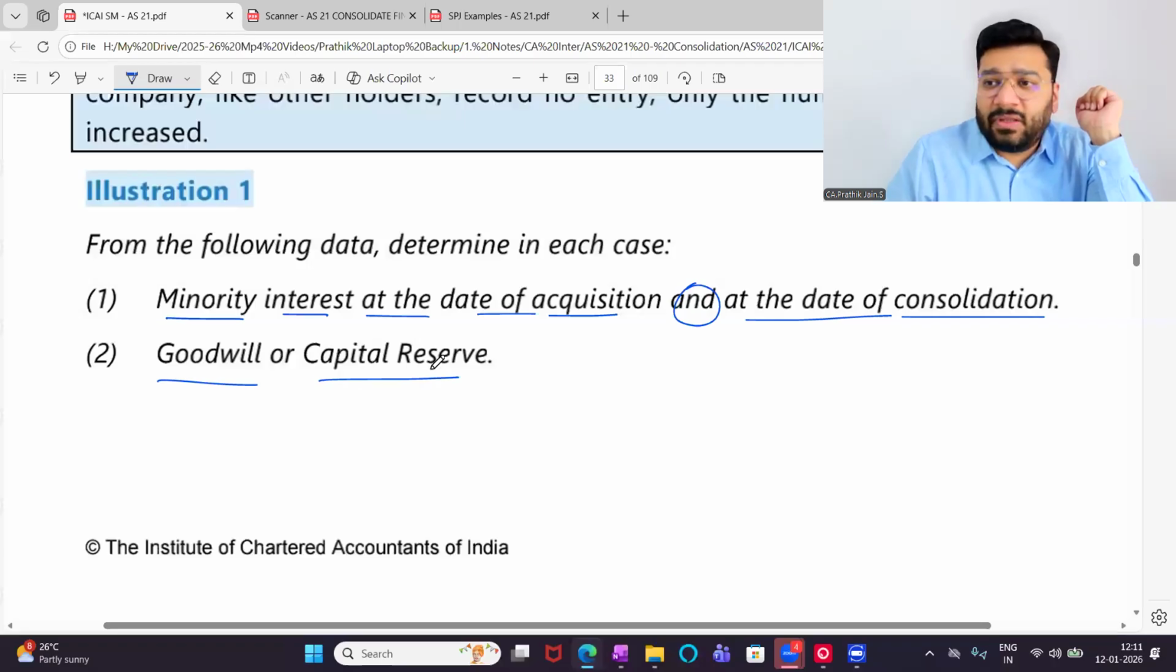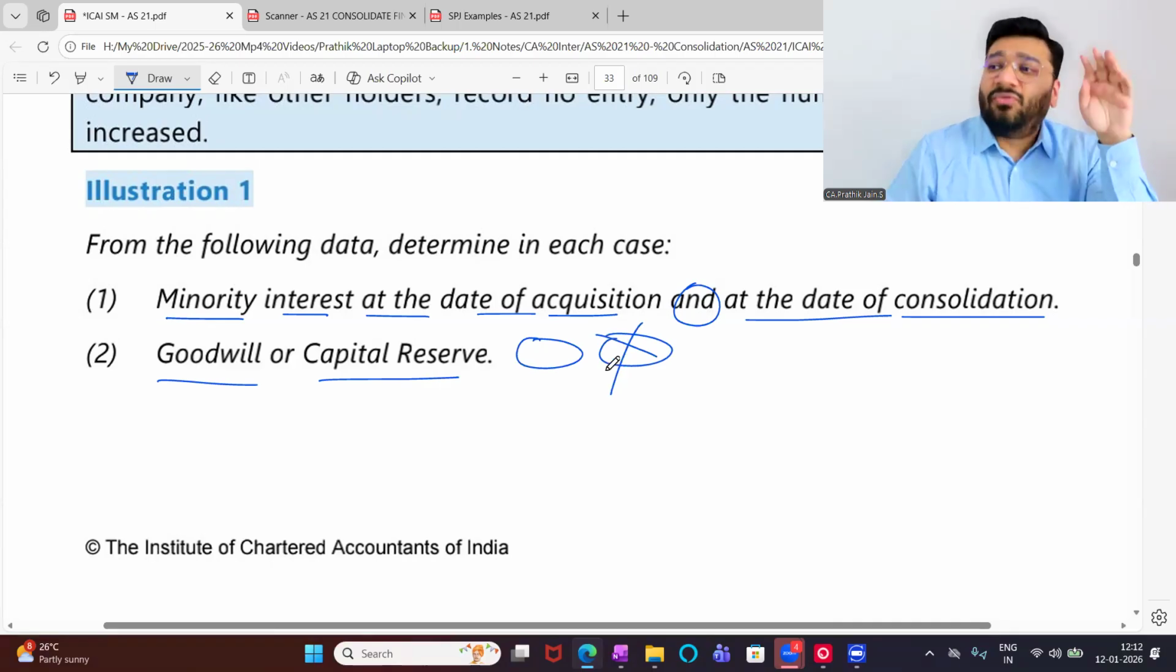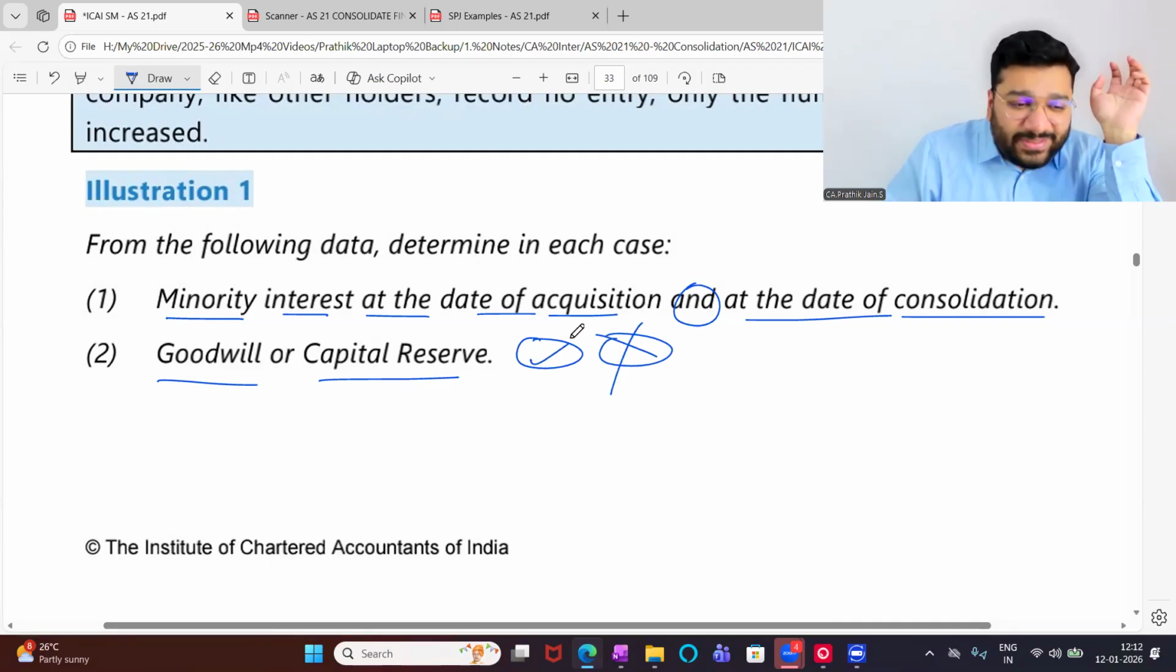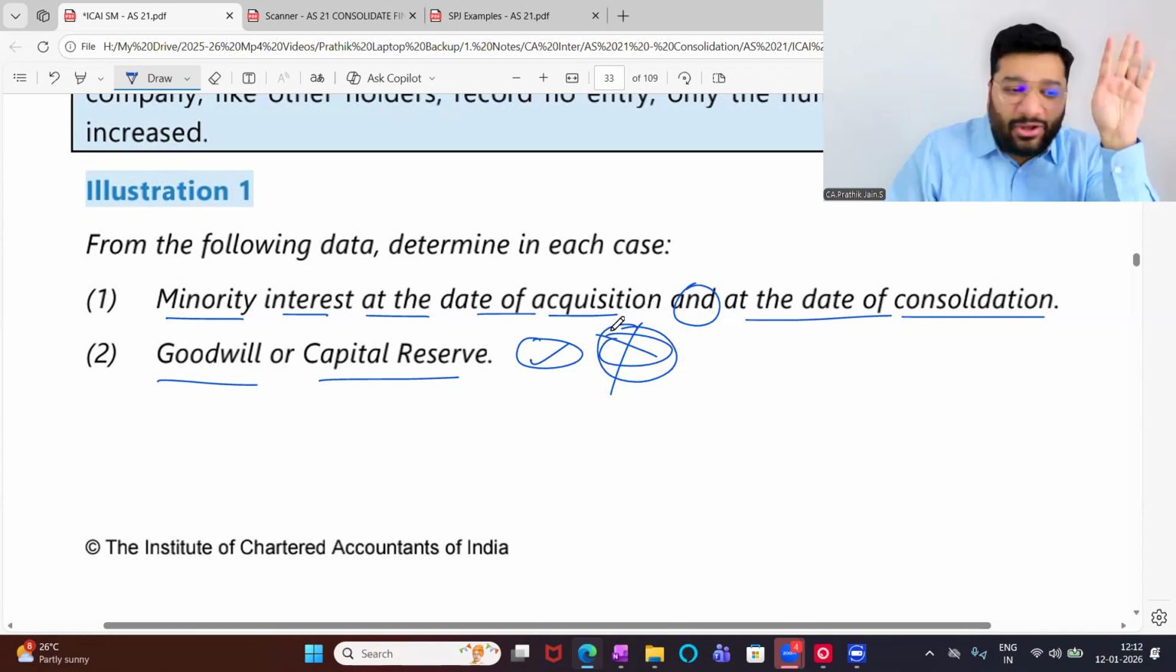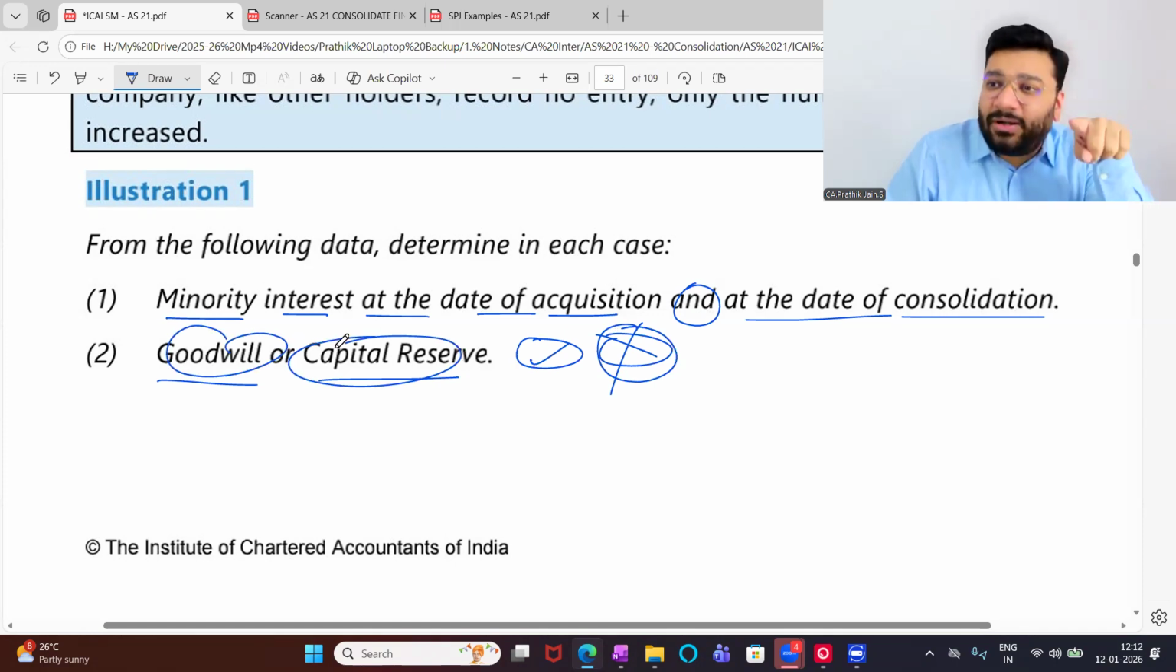Then goodwill and capital reserve. Now they have not mentioned whether the goodwill should be calculated on the date of acquisition or at the end of the year. What will you do? There's no concept of calculating goodwill at the end of the year. Goodwill is only to be calculated on the date of acquisition. The second option does not exist, it is not applicable. Only one option: goodwill and capital reserve only on the date of acquisition.